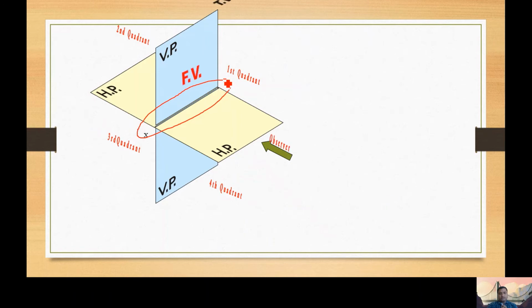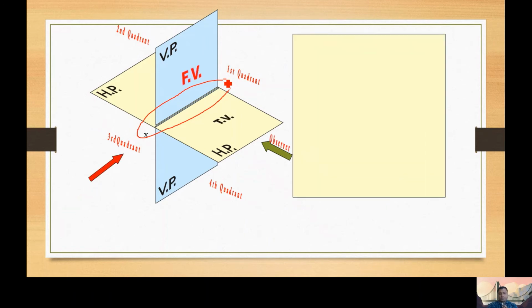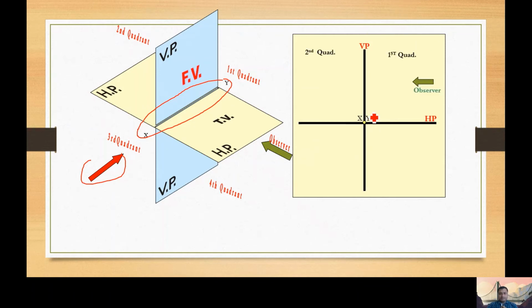Now if I go for the definition of these four quadrants, see, this is just a representation by means of lines. The VP is going to be represented by means of a line, and the HP is going to be represented by means of a line. This is just a representation only. This is my first quadrant, second, third, and fourth.